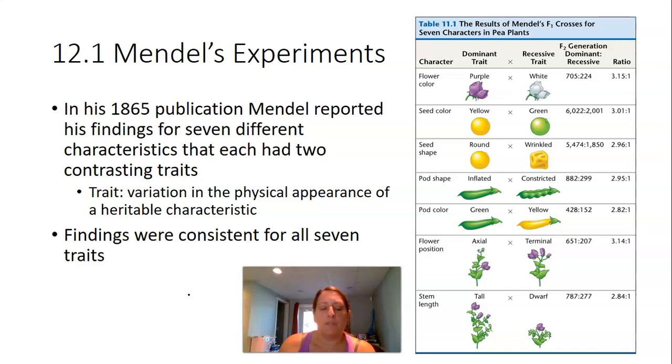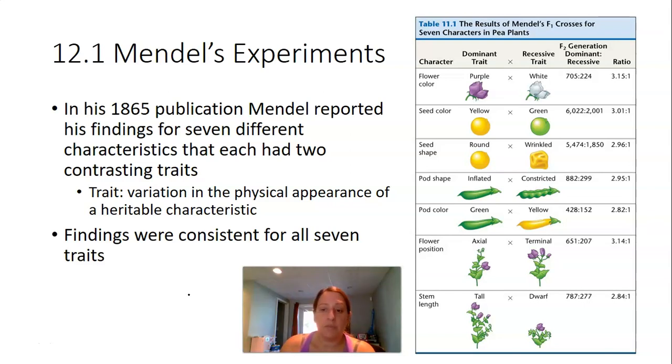Okay? So in 1865, again, he reported these findings at that scientific meeting for all 7 of these different traits that he had been studying over the past 10 years. And he came up with the term trait. He kind of coined that. And that's going to be a variation in the physical appearance of a heritable characteristic. Okay, so flower color would be a trait. Seed color would be a trait. And again, the findings that he was able to mathematically produce were pretty much the same for all 7 traits.